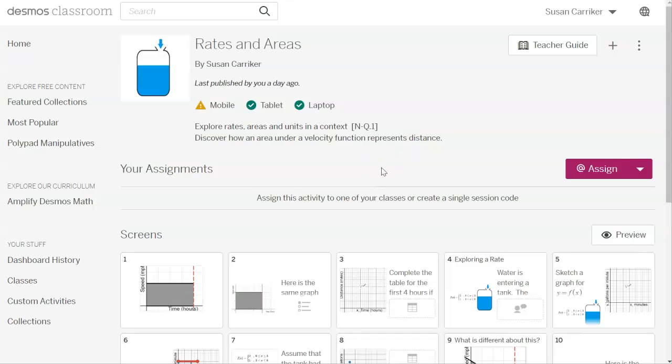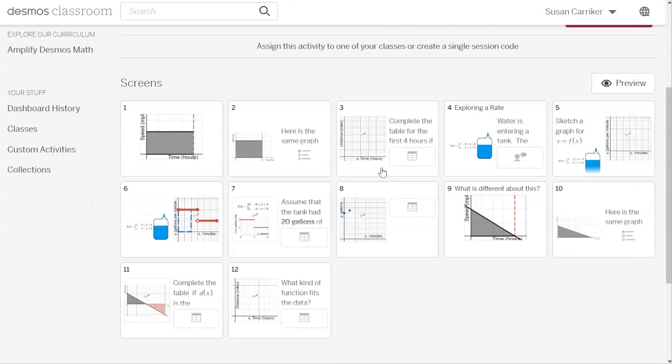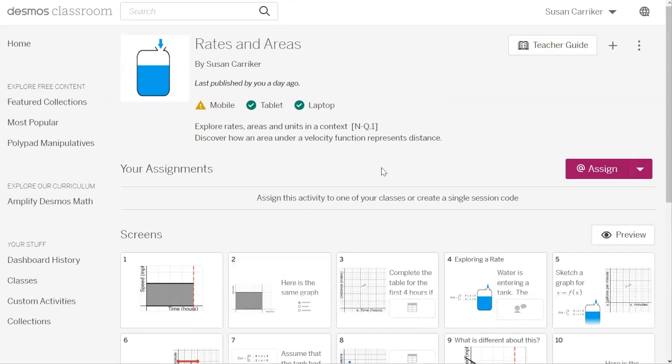So this is about rates and areas. You may have heard of accumulation before. This is actually a calculus concept, but don't worry, it's not in a calculus class. They don't do any calculus in this assignment. They're just doing the algebra and a tiny bit of geometry to accomplish the same result.